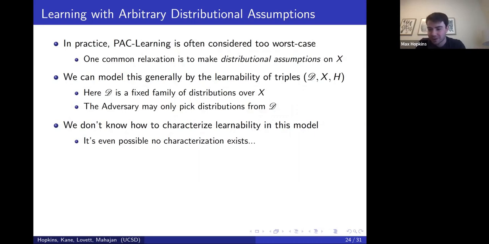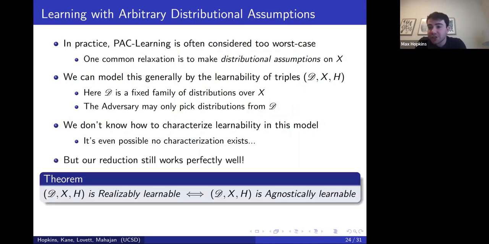We don't know how learning works in this model, but because our reduction is model independent and doesn't rely on properties like sample compression or uniform convergence, our reduction still works perfectly well with distributional assumptions, right? We still immediately get this corollary that a triple script dxh is realizably learnable if and only if it is agnostically learnable. On its own, I think this is a non-trivial statement about learnability in this model with arbitrary distributional assumptions, where before we couldn't say anything. We couldn't use the old proof techniques because we don't know how to characterize learnability in this model. And it's possible we never will, because it seems quite hard, or at least we're pretty far from it.